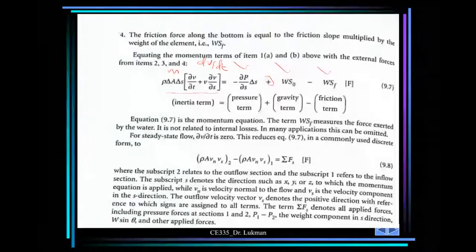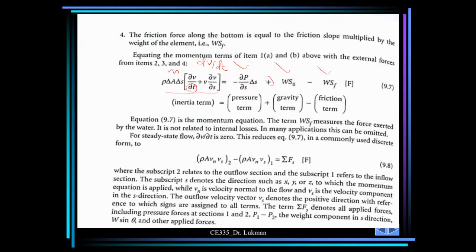And then for steady state, we have the velocity not changing with respect to time, because steady means the flow properties do not change with respect to time. Hence, any variation with respect to time will be eliminated. And here we have dv dt, so this term will be 0. And this equation will reduce to the discrete form of this, which is rho A V n, section 2 minus section 1, equal to summation F s. I will explain each of the terms below.